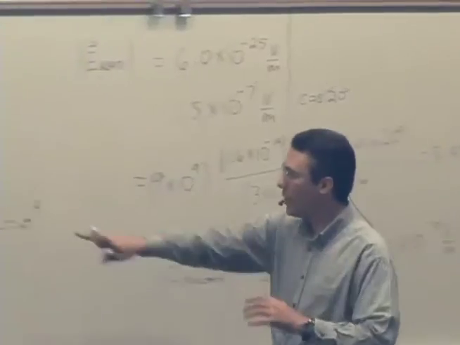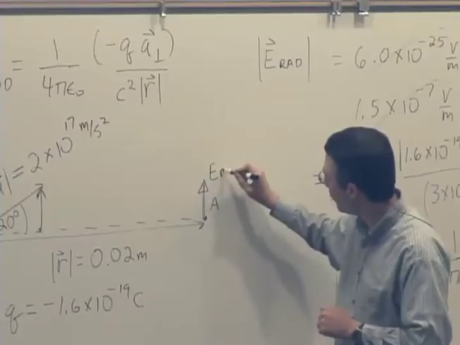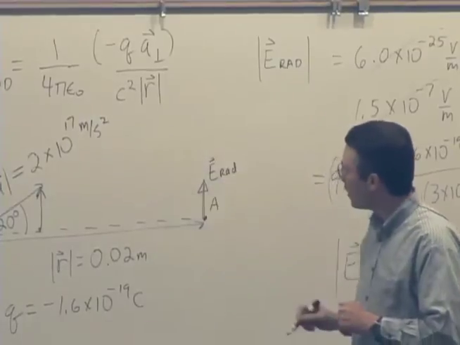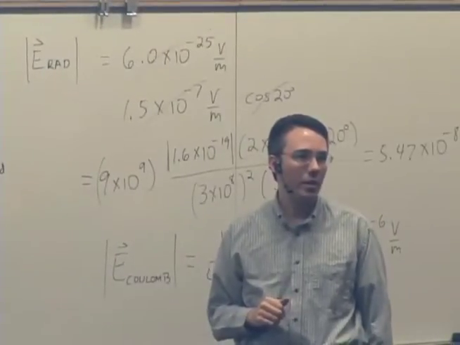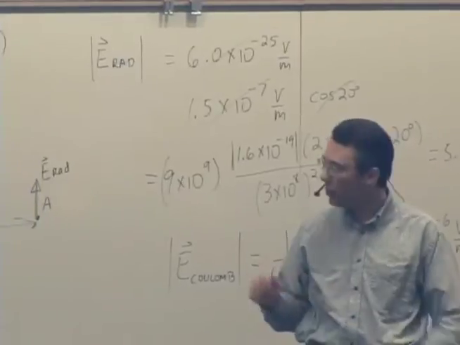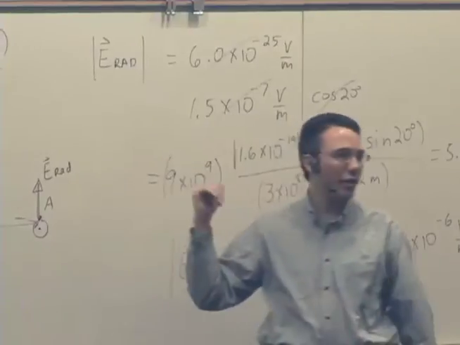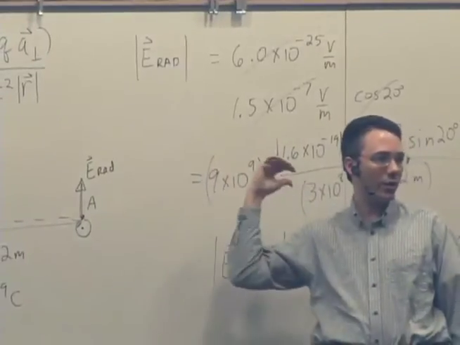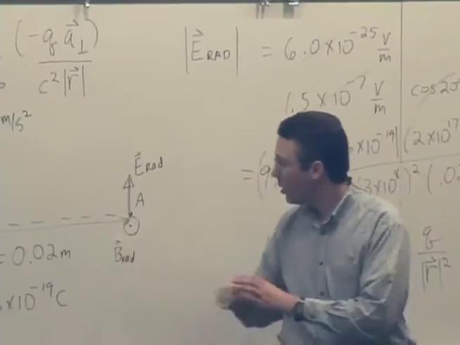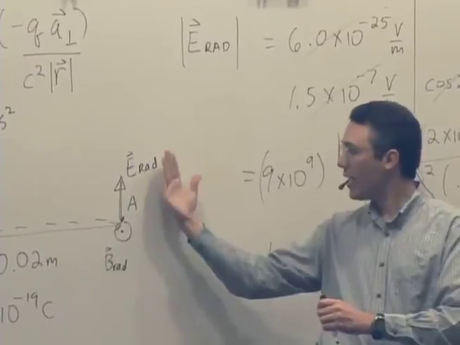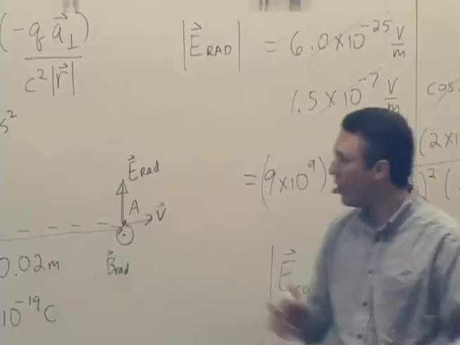Let's go back to this example for just a quick second. We found that the radiative field, when it reaches this point, will be pointing that way. What's going to be the direction of the magnetic radiative field? Out. Why out? The cross product gives us the direction of propagation, right? We know it's moving to the right. E cross B, the direction of E cross the direction of B, gives us the direction of propagation, and we know it's coming from the charge, right?